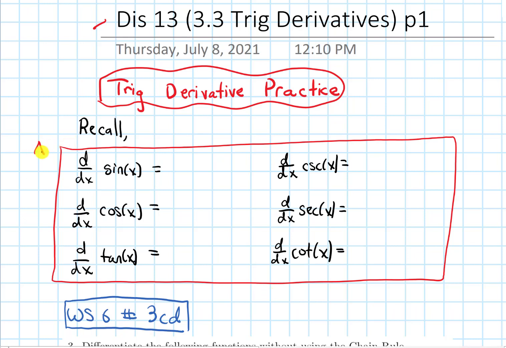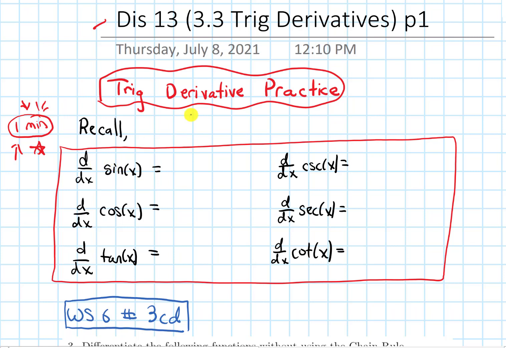I want you to first do a quick pause for 1 minute without looking at your notes. Try to fill in these formulas for these trig derivatives. After you do that, refer back to your notes to see if you have them right or not. Alrighty, so hopefully you paused it and tried to fill these in for a minute. Let's knock them out together now.